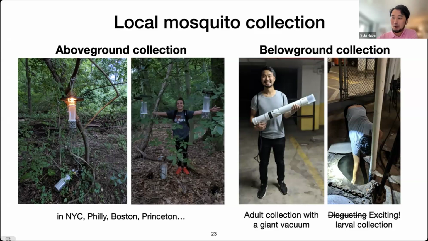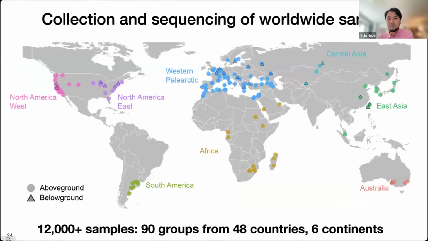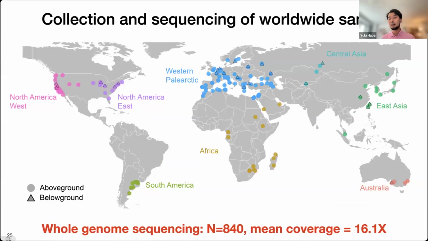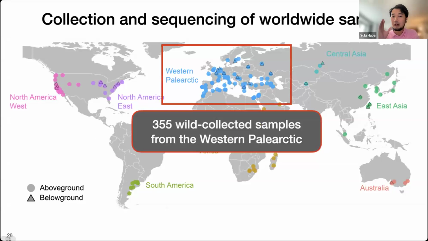After almost 4 years of both local and global collections, we got more than 12,000 samples from 90 groups coming from all continents where it's known to occur. We then carefully chose and sequenced 840 high coverage genomes. And for the interest of time today, I'll focus on the analysis of molestus origin using the 355 genomes collected from the Western Palearctic area. But I'd be happy to talk about the global population genomes later if any of you are interested.